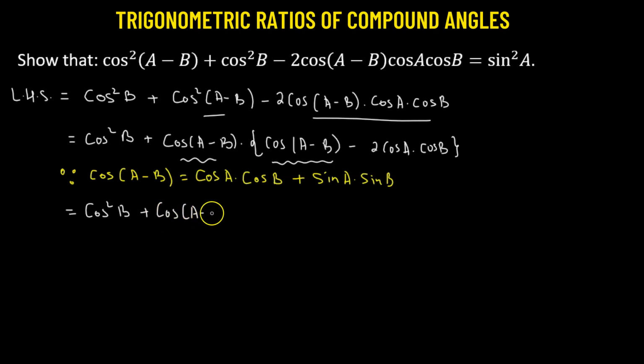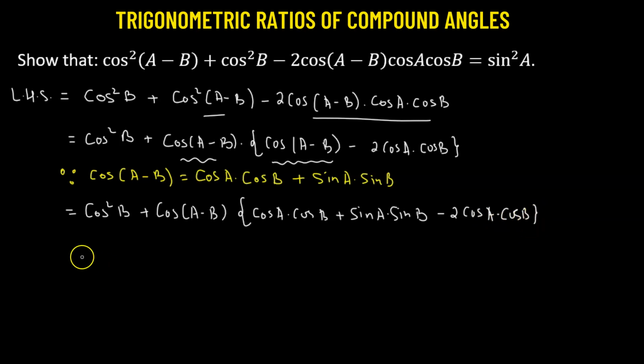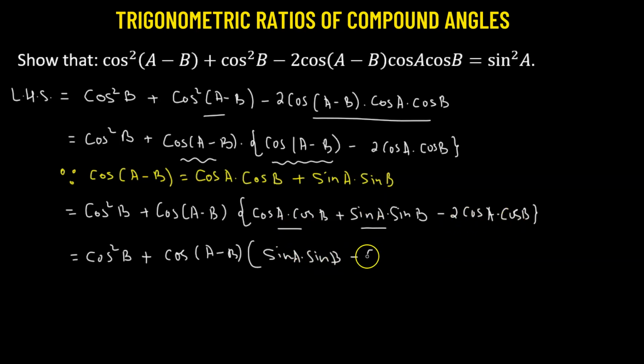So we'll have cosine of (A minus B), but we're going to use this expression to expand cosine of (A minus B) within the parentheses. We're going to get cosine of angle A times cosine of angle B plus sine of angle A times sine of angle B minus 2 times cosine of angle A times cosine of angle B. This is going to give us cosine squared B plus cosine of (A minus B). Now inside the parentheses we have sine A times sine B, and we can combine cosine A cosine B with negative 2 cosine A cosine B to get negative cosine A times cosine B.